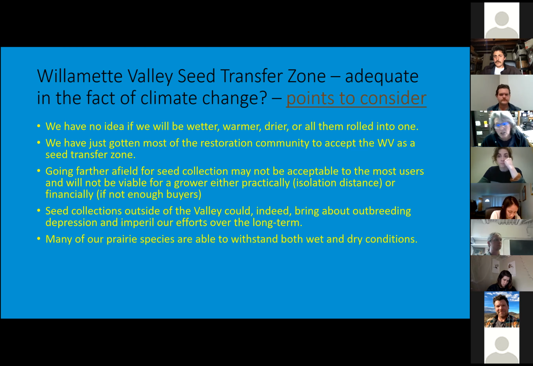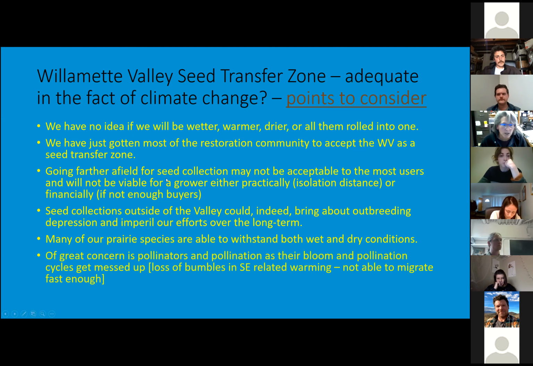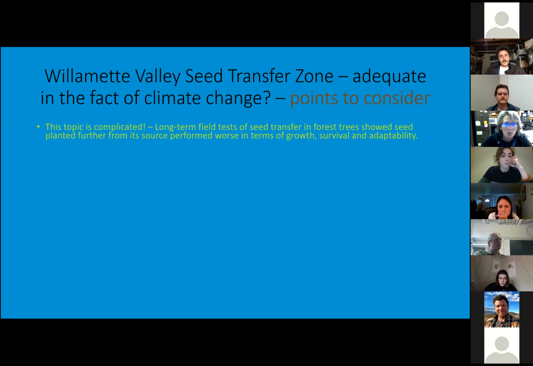Many of our prairie species actually are able to withstand both wet and dry conditions. There's a lot of crossover species, so that will help, I think, in the resiliency, maybe not in 100 years. There's also a huge concern right now about pollinators, and the bloom cycles are already starting to get messed up. There's lots of research going on in the southeast states because of the shift in climate there. The bumblebees, it's just too hot for them to move and to follow where the plants are blooming first. So some more points to consider.